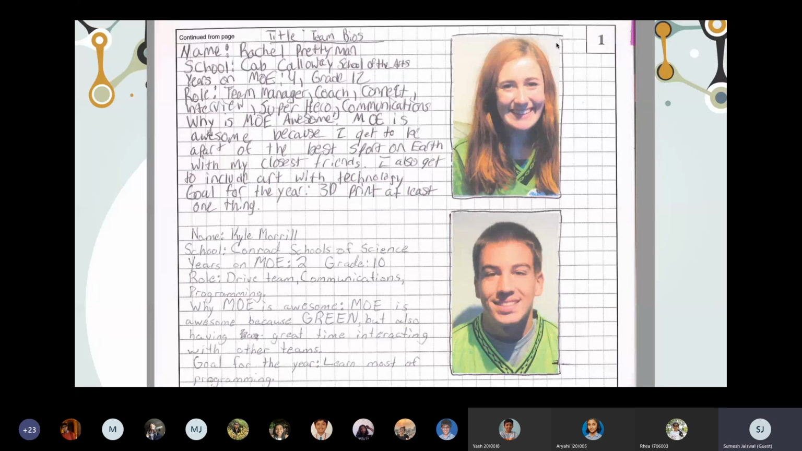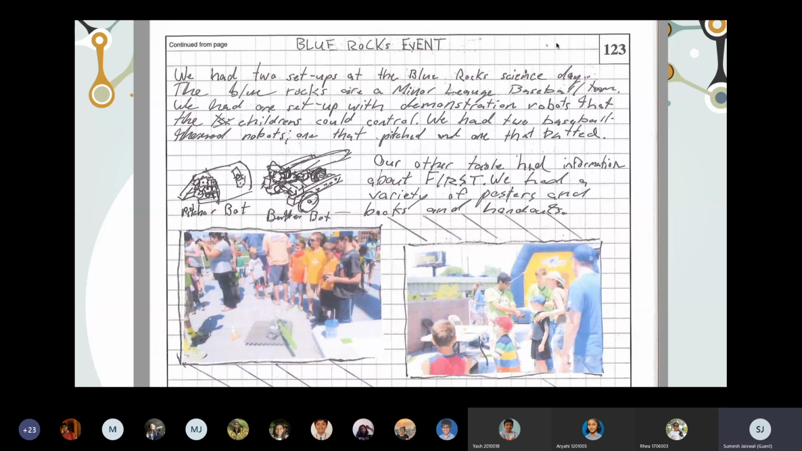And you need to also include information about your team. Each team member, you need to talk about them. This also goes in the engineering notebook. And if you have done any outreach events, for instance, this team did this Blue Rock event where they went to some school and then they talked about FTC and they put pictures of it here. So you'll have to capture your outreach activities as well.